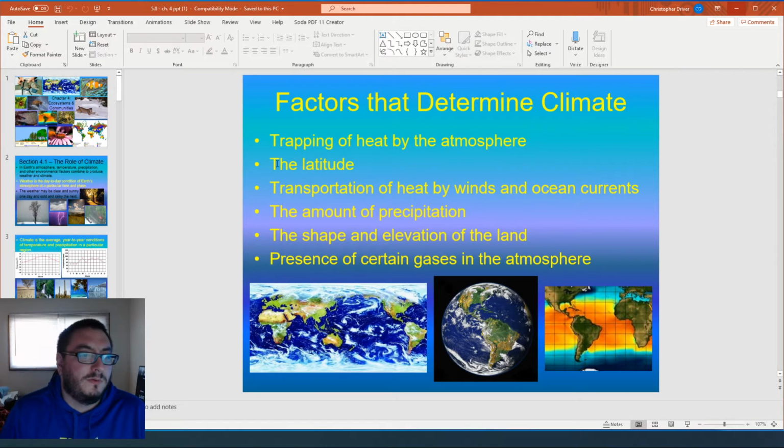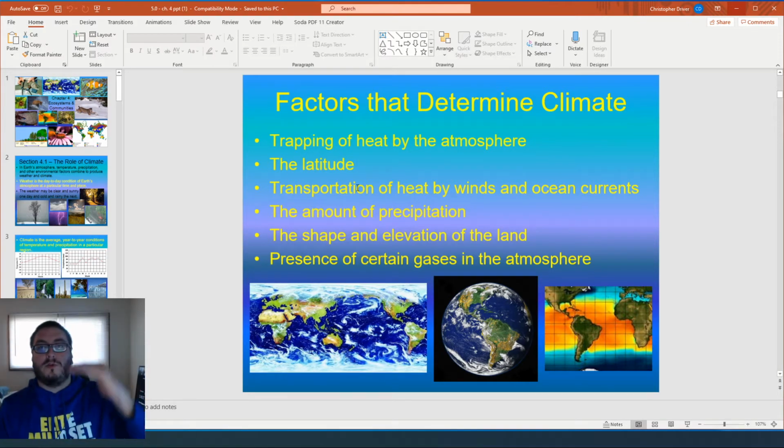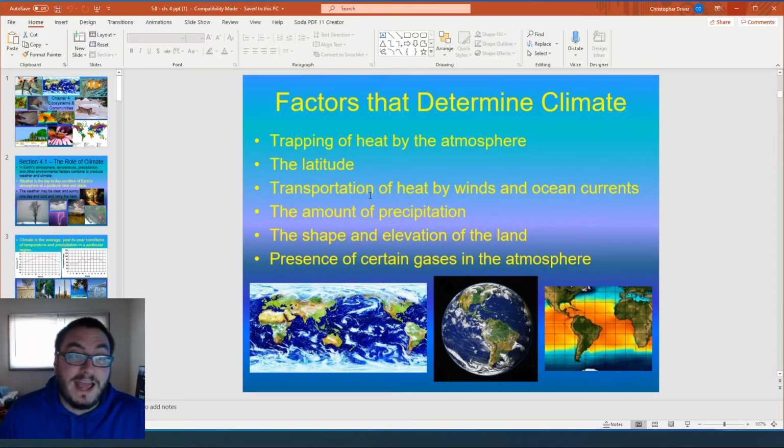There's also the latitude. So how far north or south you are on the globe. The further north you go, you're going to have different temperatures and rainfall and precipitation compared to the equatorial latitudes, so closer to the center of the earth. That's going to affect your climate.